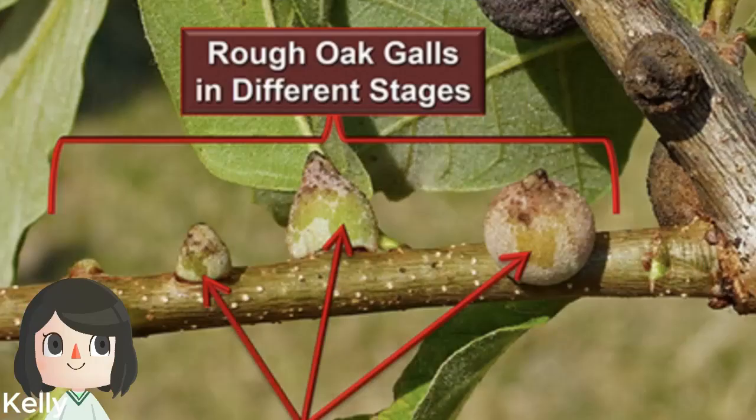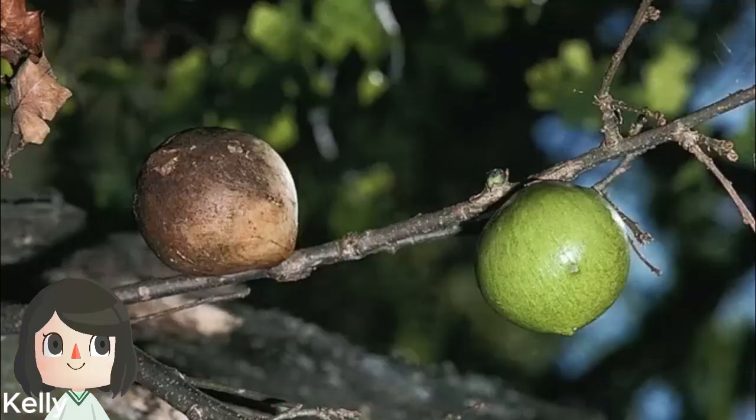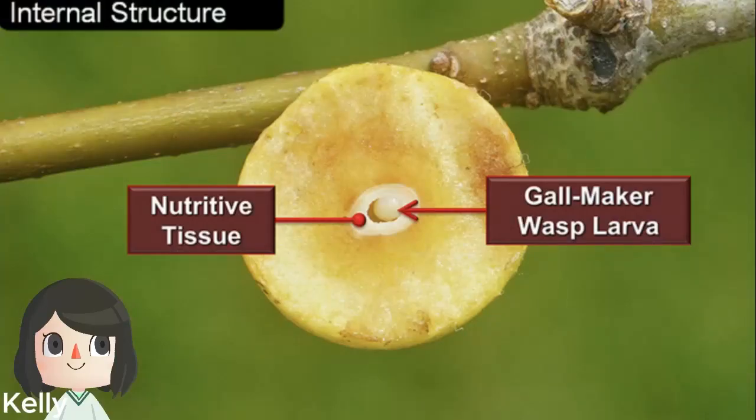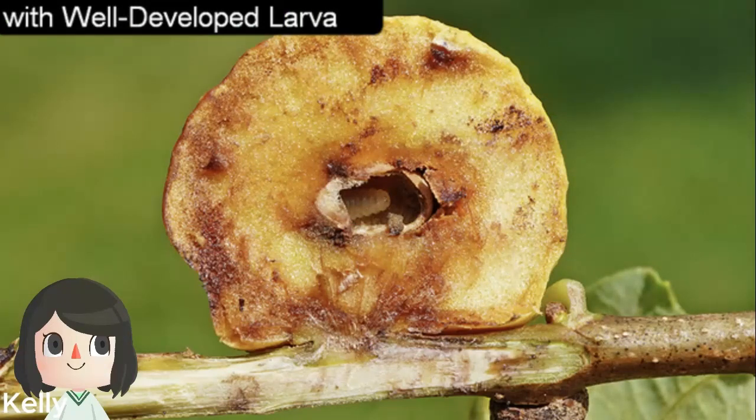As the eggs hatch, the larvae stage commences. The larvae secrete chemicals, compelling the oak tree to form a protective gall around them. This gall is not just a sanctuary. It provides nutrition and safety from predators and the elements. Inside this natural fortress, the wasp larvae enters the pupal stage.